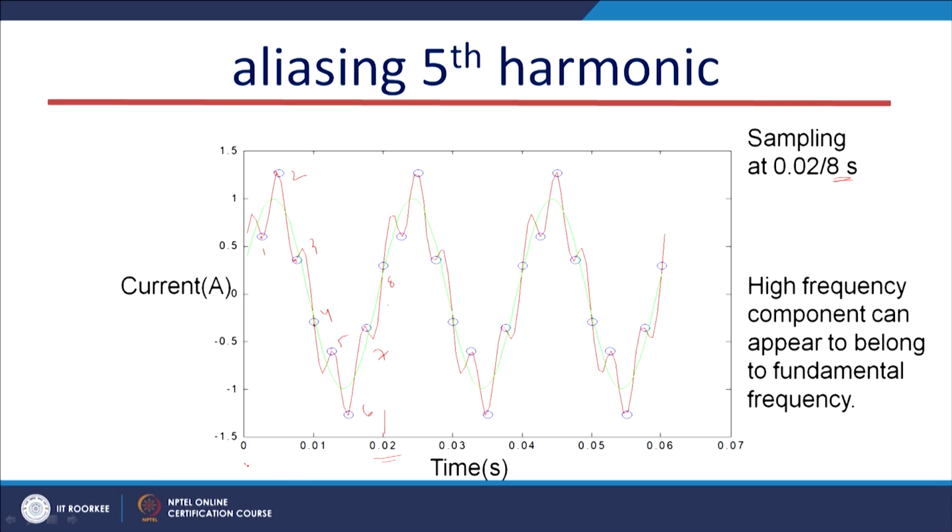So, within 1 cycle we have 8 samples present. In that case, this particular fifth harmonic component of the signal will behave just like the fundamental frequency component. So, in that sense the aliasing effect is severe here, and we have to remove this.